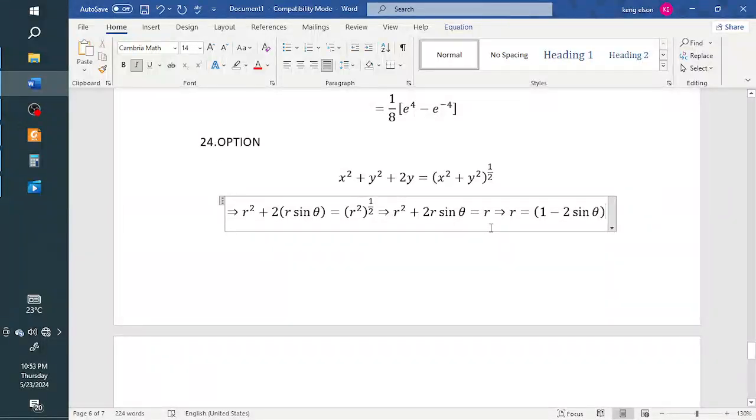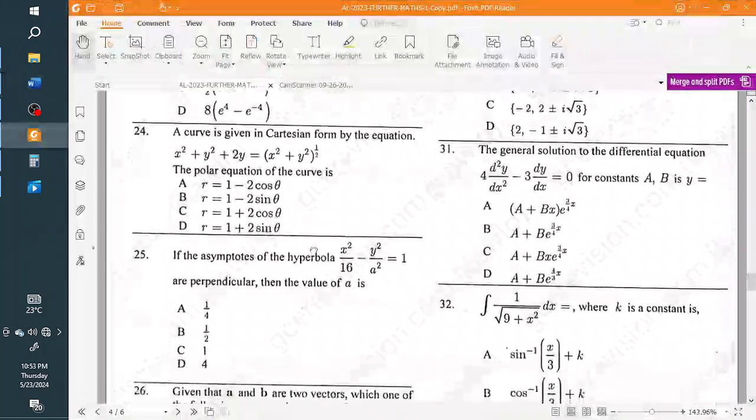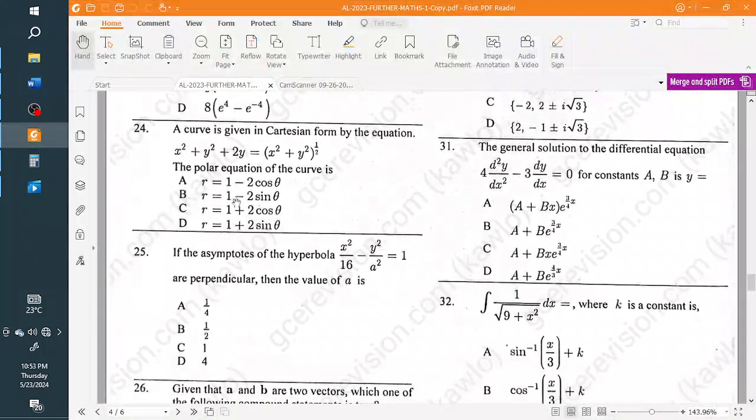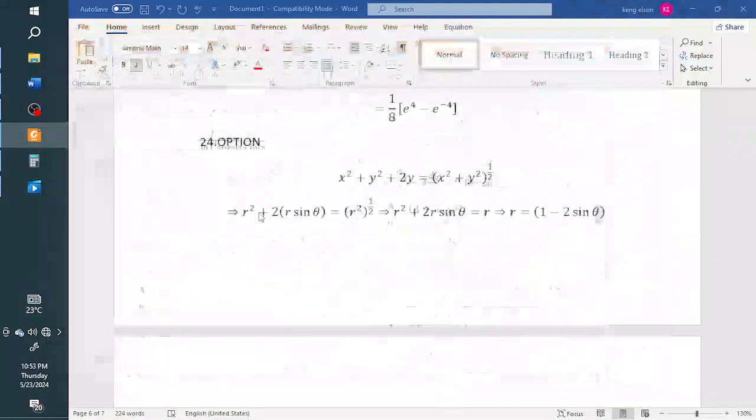So we have r equal to 1 minus 2 sine theta. There's one check. Option B, r equal to 1 minus 2 sine theta. Okay.